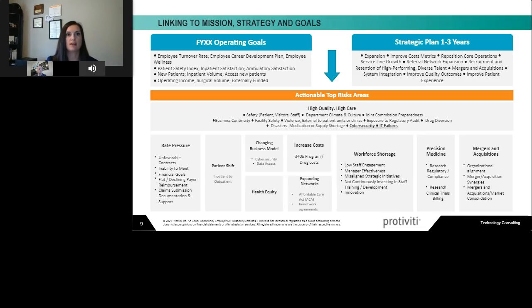And it's very high level, but you see the various operating goals across the top and the strategic plan for the healthcare organization. And below it, you see the risk areas that really directly correlate to those operating goals and strategies, and what risks we're identifying that could derail the organization from meeting their mission and objectives.